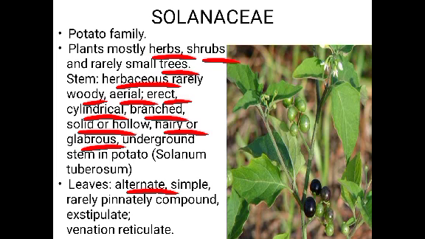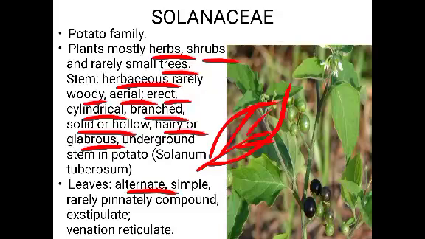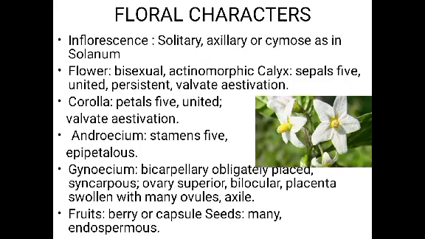What is venation? The arrangement of veins and veinlets on the leaf blade. Okay, if this is the leaf, in that you can see the veins will be arranged like this, isn't it? So the arrangement of veins and veinlets on the leaf is called venation. And what type of venation? This is reticulate venation. Reticulate means a network like venation is there. Okay. Yes, so this is about the vegetative characters of Solanaceae.